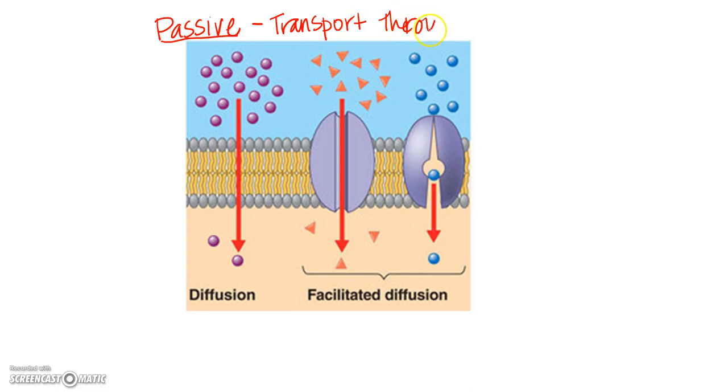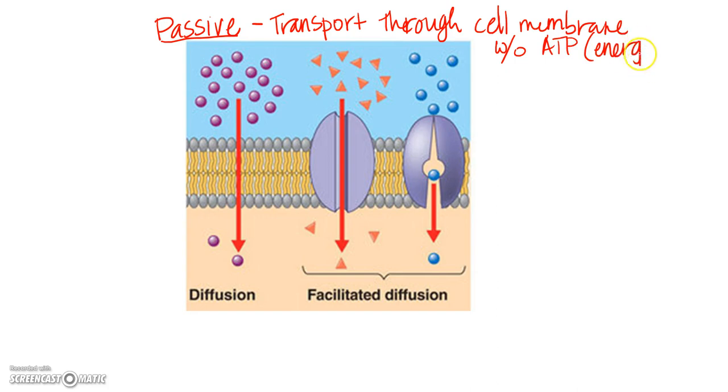through the cell membrane without ATP, okay? So we'll just put parentheses energy. So that's, oops, it's not letting me write over there, but that's what it is. So here are three types of passive transport, okay? The first one is just simple diffusion. Oftentimes we just say this is just simple diffusion versus facilitated diffusion.